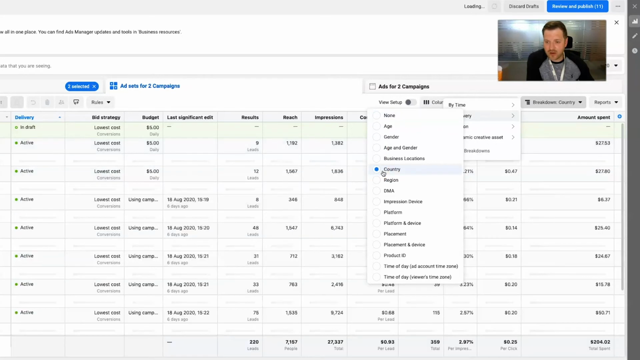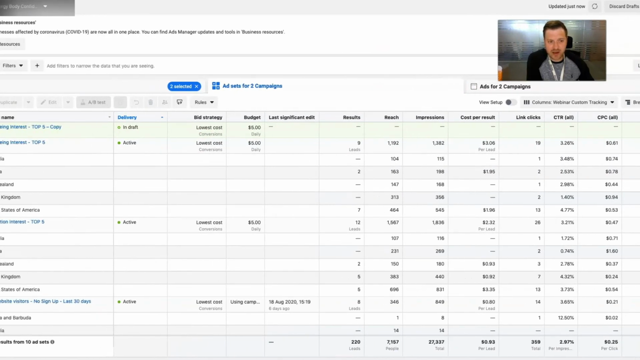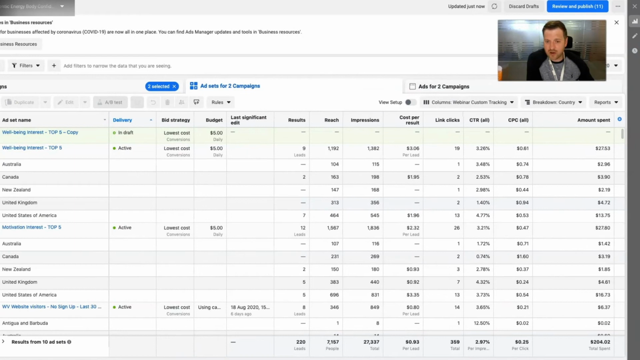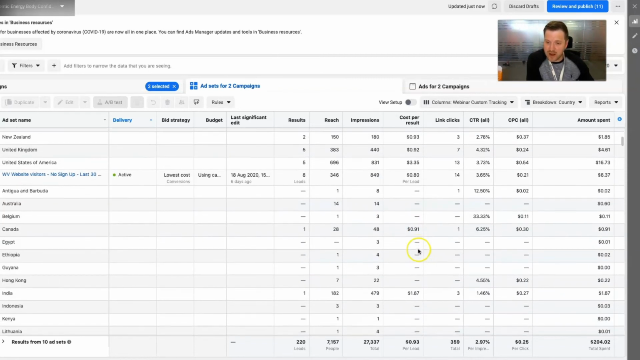So if we click on country a second, and we just get rid of this and this, you won't be able to see. So if I just slide it over slightly, there you go. So you can just see the countries there. So we can see that they had 2 leads in Canada from this one, and their cost per lead was $1.95. We can see that they've had 7 leads from the US. Cost per lead is $1.96. We can see that this one here is New Zealand, which you won't really target because of the time difference depending on when they're running the webinar. Cost per lead was really good on that. So it gives you a breakdown.